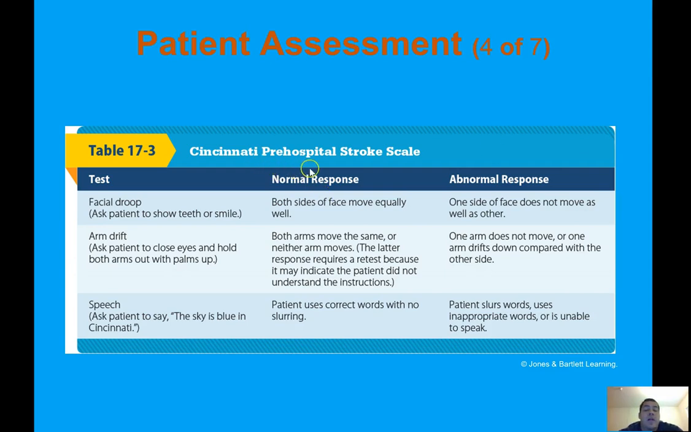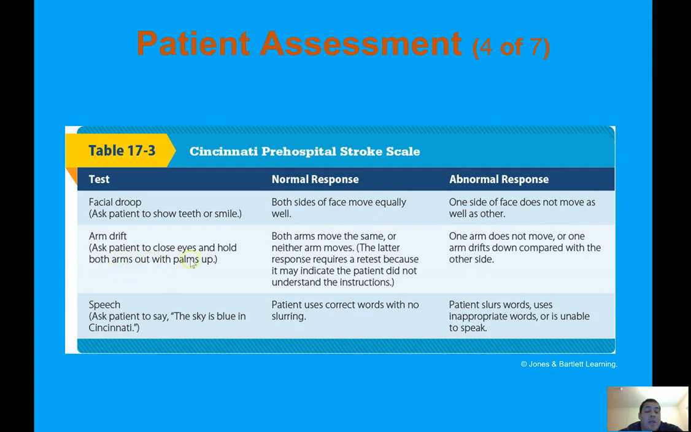So here's your Cincinnati Pre-Hospital Stroke Scale. Facial droop: ask the patient to show teeth or smile. Some patients are going to be a little shy about showing you their teeth because sometimes they don't have any teeth or they just don't want to smile. But you have to ask them to make sure that both sides of the face move equally well and one side of the face does not move as well as the other.